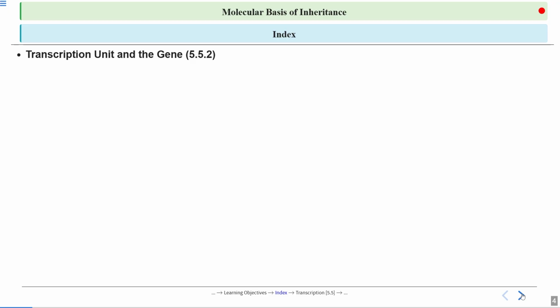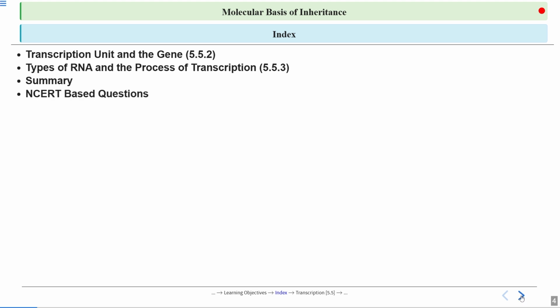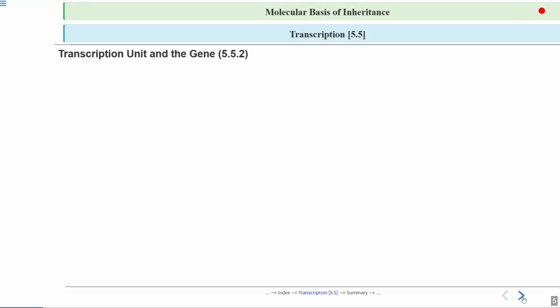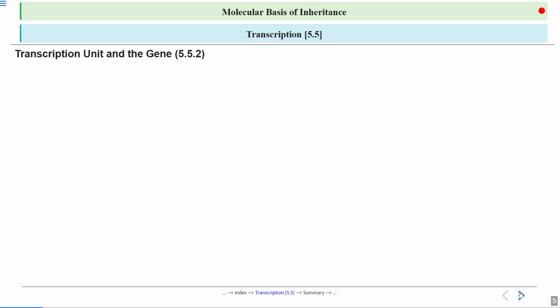So today's index will be like this. First we're going to talk about transcription unit and the gene, which is NCERT section 5.5.2. Then we are going to talk about the next section, that is 5.5.3, and the topic is types of RNA and process of transcription. Then we are going to give a gist of today's class in the form of a summary. Then there will be some NCERT based questions, followed by keynotes. And then we end the slides with interesting questions. And we know that after slides get over, we do 5 DPP, that is the daily practice problems. So now let's start with today's lecture.